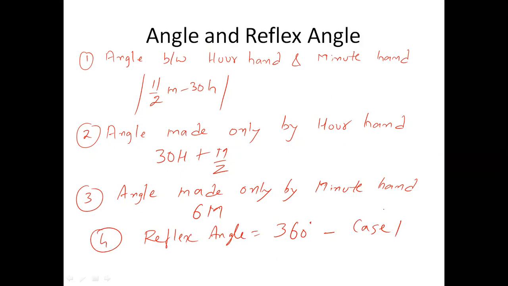So there are four types of angle. The first one, angle between the hour and minute hand, is given as 11 by 2 m minus 30 h, where h is hours and m is minutes. Second, angle made only by hour hand, that is given by 30 h plus m by 2. Third, angle made only by minute hand, that is nothing but 6 into minutes. Fourth, reflex angle is nothing but 360 degree minus the first angle, that is 360 degree minus the angle between the hour hand and minute hand.